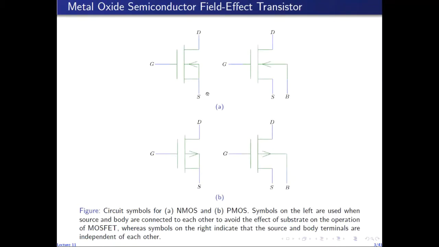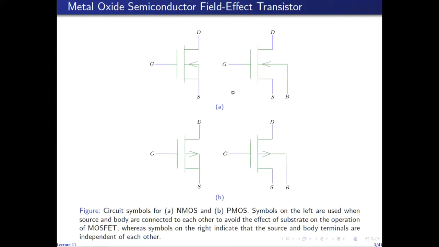So these diagrams show the circuit symbols used for the MOSFET. MOSFET is an abbreviation for metal oxide semiconductor field effect transistor. These transistors come in two types. An N-type MOSFET, also called an NMOS, is represented by the two circuit symbols shown in figure A, whereas the P-type MOSFET, also called PMOS, is represented in circuits using the symbols shown in figure B.